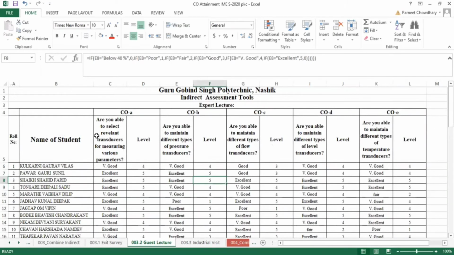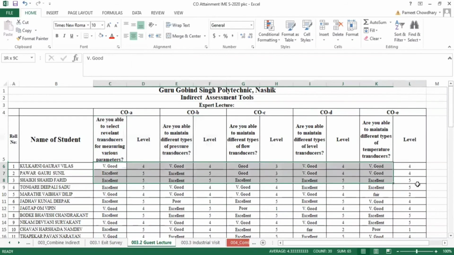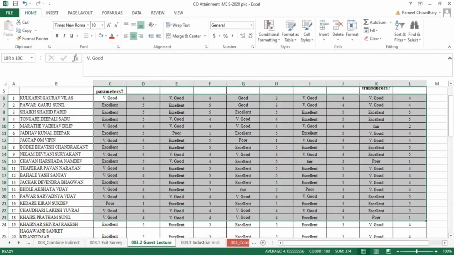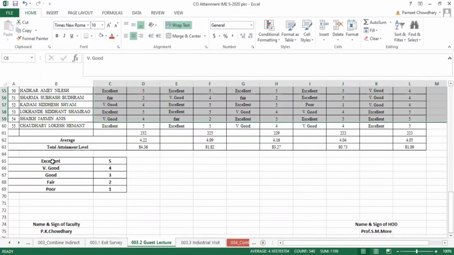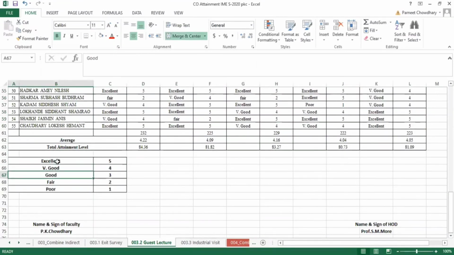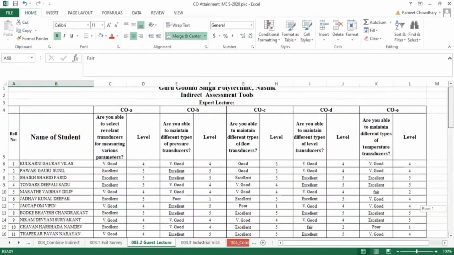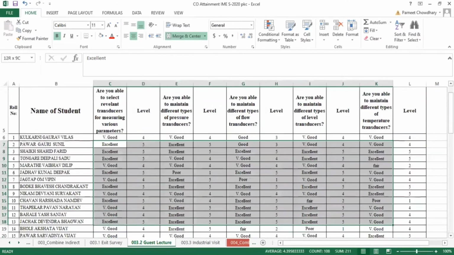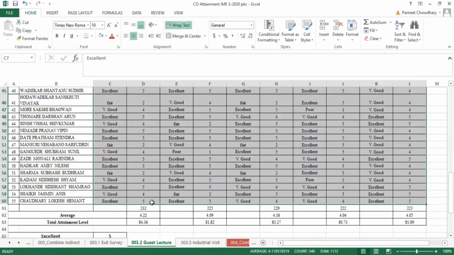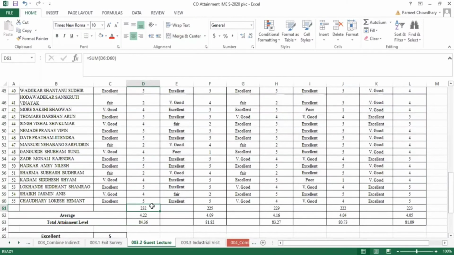For my guest lecture, after conducting the guest lecture, I have conducted a survey of my students. I have asked them if they were able to understand the COs through that particular guest lecture. So the students have given me an overall rating. Here we have decided a few parameters: excellent 5 marks, very good 4 marks, good 3, fair is 2 and poor is 1. Students have entered these values in Google form, and at the bottom we have got the total and average value, and then I have converted that average into percentage.